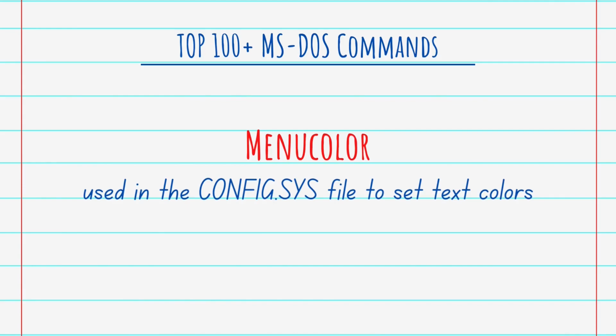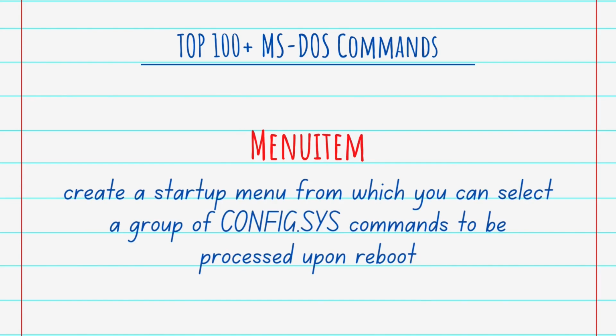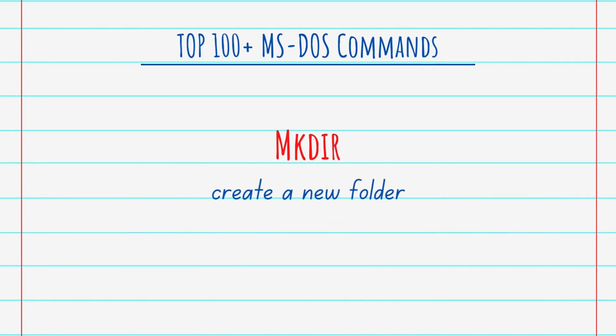The menucolor command is used in the config.sys file to set the text color. Menudefault. The menudefault command is used in the config.sys file to set the default startup configuration that will be used if no key is pressed within the specific timeout period. Then the next is the menuitem. The menuitem command is used in the config.sys file to create a startup menu from which you can select a group of config.sys commands to be processed upon reboot.